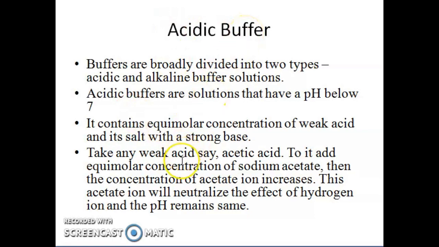For example, if we take any weak acid like acetic acid and to that we add equimolar concentration of sodium acetate, then the concentration of acetate ion increases, but this acetate ion will neutralize the effect of the hydrogen ion and as a result the pH will remain the same. Hence we call that an acidic buffer.